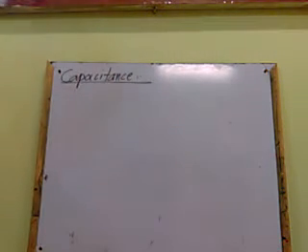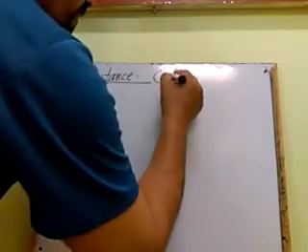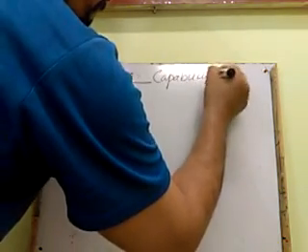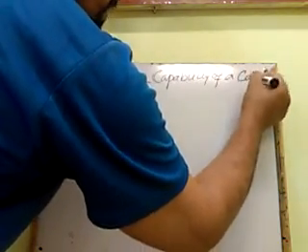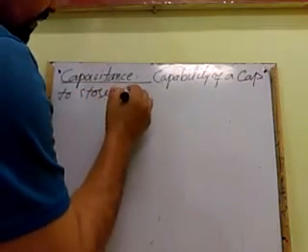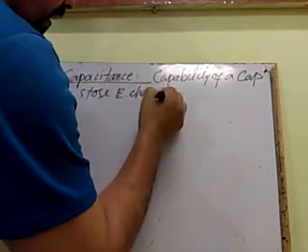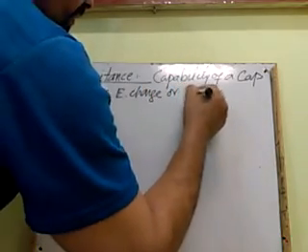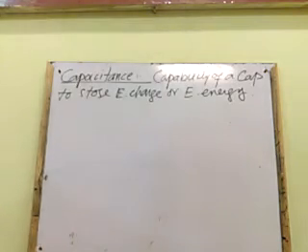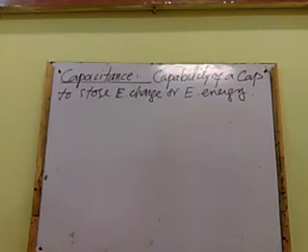Capacitance is basically the capacity or the capability of a capacitor to store electrical charge or electrical energy. Different capacitors have different capacitance or different capability of storing electrical charge.